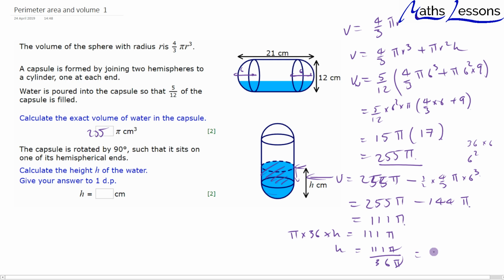And when you divide one by the other, you get 3.08. Now we're going to be careful here, my h here is not the same as their h. That just gives me the 3.08. Now we know that the radius here equals 6. So their h will equal 3.08 plus 6. And to one decimal place, it is going to be 9.1.